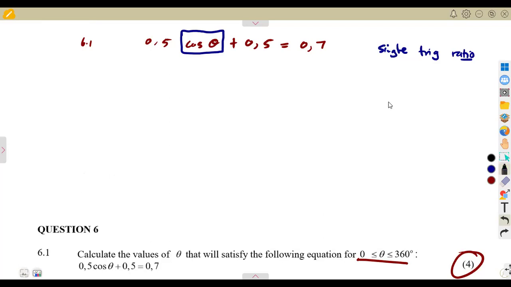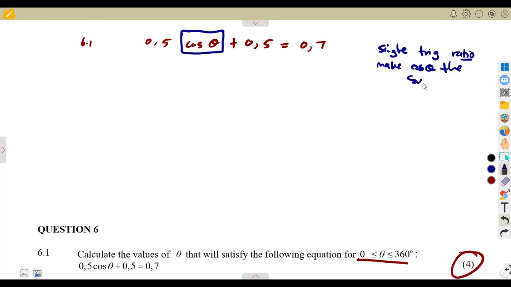If it was direct, like the sine of theta is equal to 0.5, from there we just calculate the reference angle. The reference angle is equal to the arc sine. We know that. It's a single trig, that's why we simply calculate the reference angle. But in this case, this is not a single trig, so you have to make cos the subject. So you're going to make cos theta the subject.